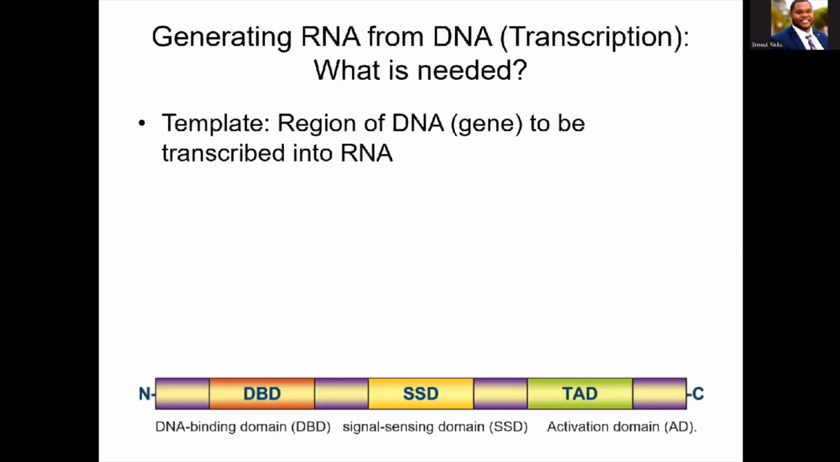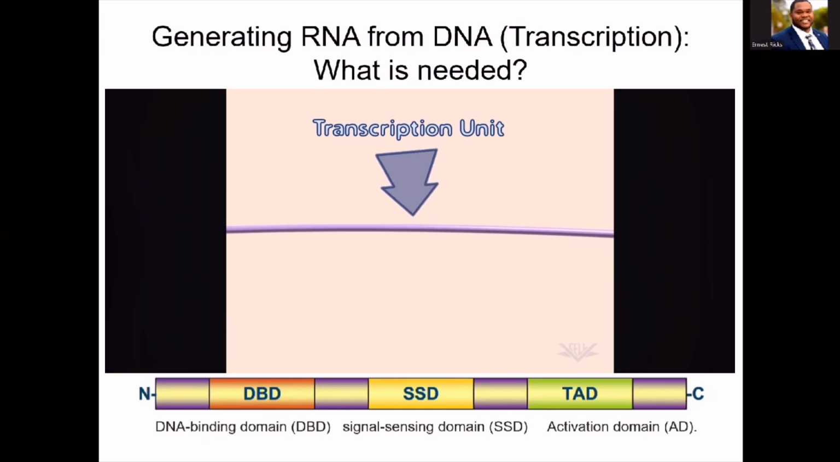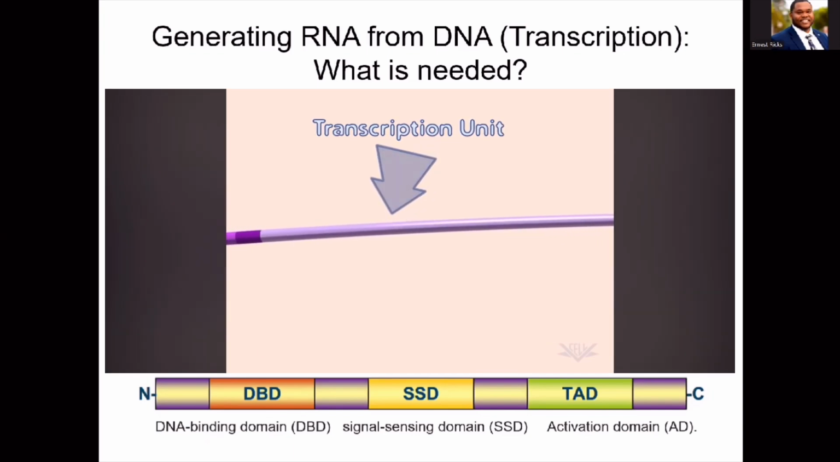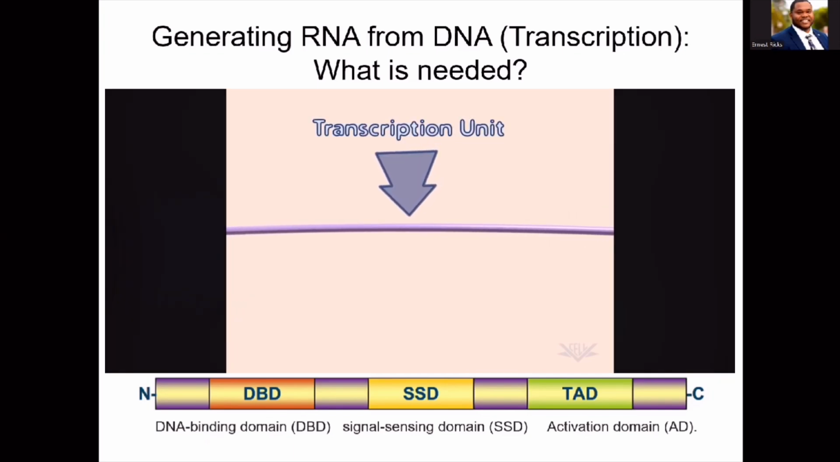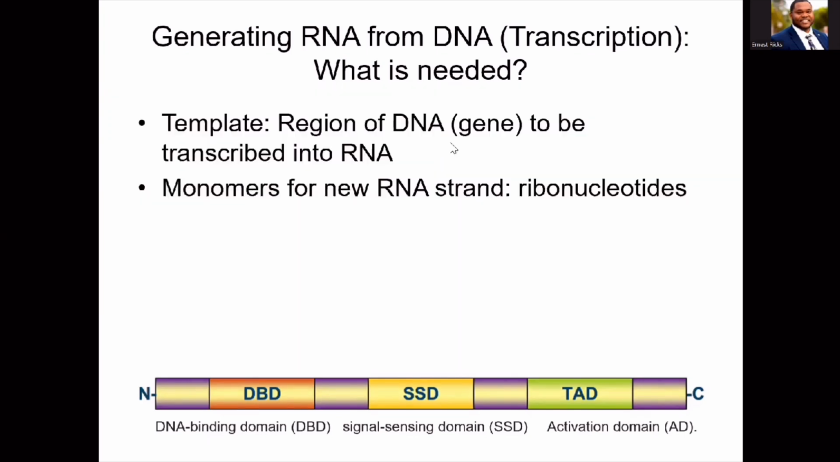RNA strand. What do we need in order to create RNA from a DNA template? One, you need a region of DNA or the gene to be transcribed into RNA. Two, you need monomers for the new RNA strand. So you need these ribonucleotides in order to create the new RNA strand.